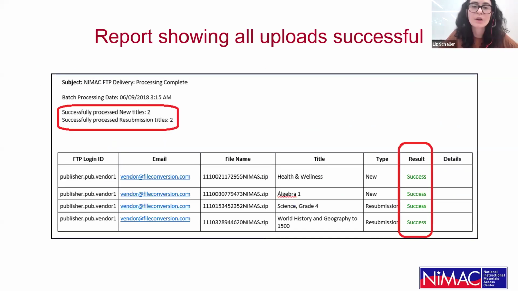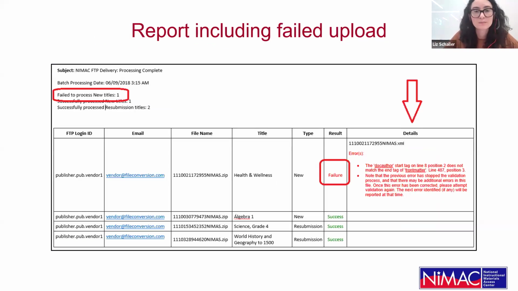So on this screen here, you'll see a report with all the uploads successful. At the top left, it notes that there were successfully processed new titles as well as successfully processed resubmitted titles. And then if you look to the right of your screen, there's a results column for each individual file showing success. So that's what you want to see.